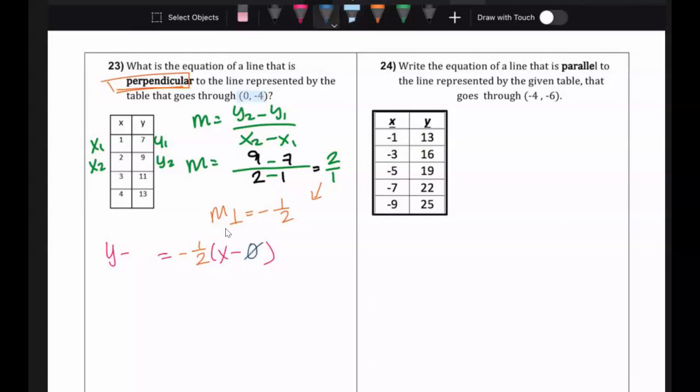So 0, -4. We also end up with double negatives again. Doesn't always happen. So I can bring that down. I'll distribute the -1/2. Anything times 0 is 0, so -1/2 times 0 is 0. Then -4, -4. Y equals -1/2 x minus 4.